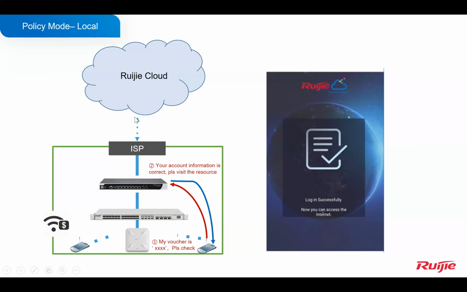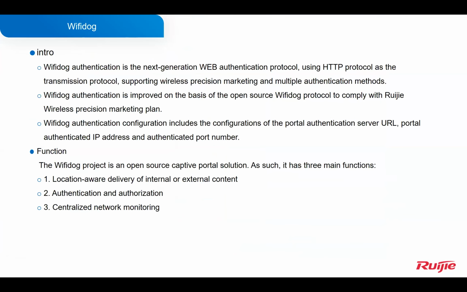So the differences between the inner and local actually is the authentication on Reyee Cloud or on the MBR device. This is the difference. Okay. So because of this process, we will relate to the new protocol, the Wi-Fi dog. The Wi-Fi dog actually is very good for multiple authentication methods and supporting the awareness marking. So we use the Wi-Fi dog to provide different captive portal configuration.